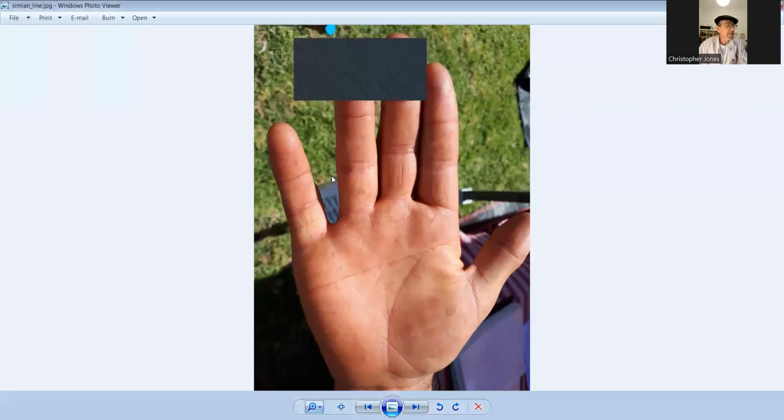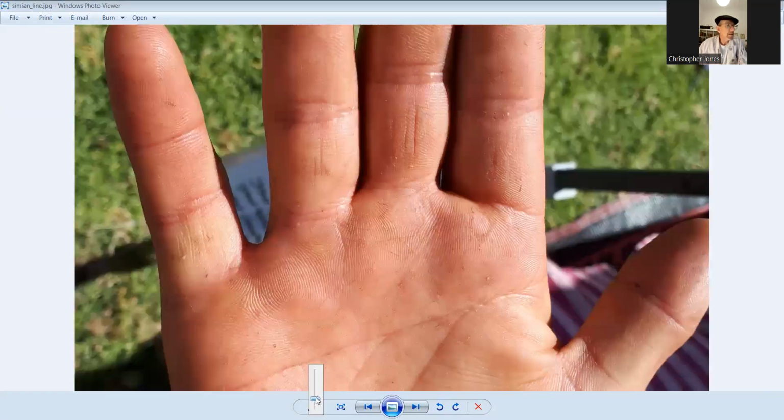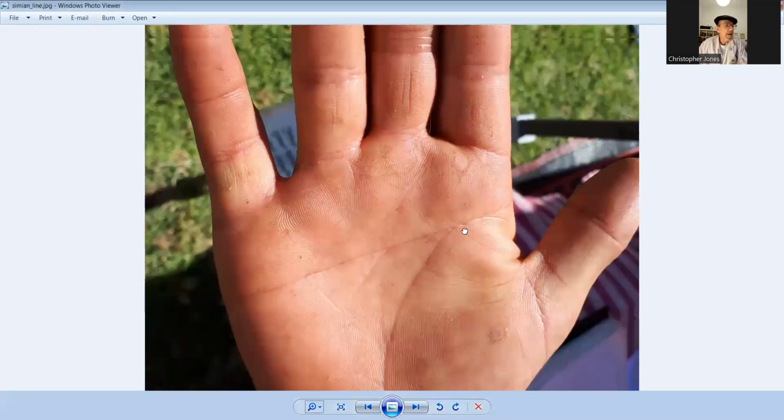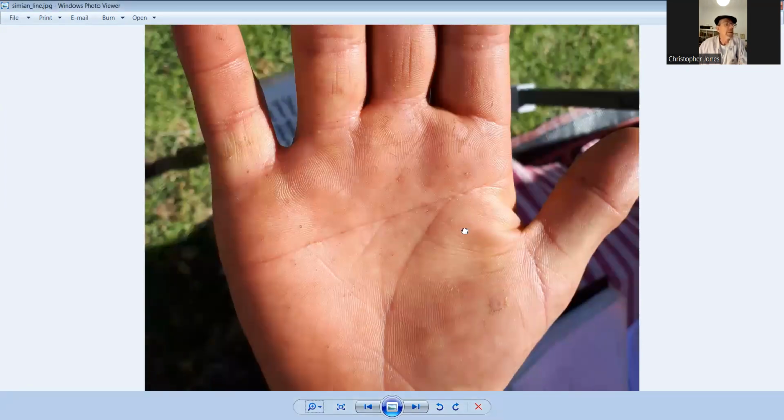So you can see how well formed that Simian line is in that way. There you go.